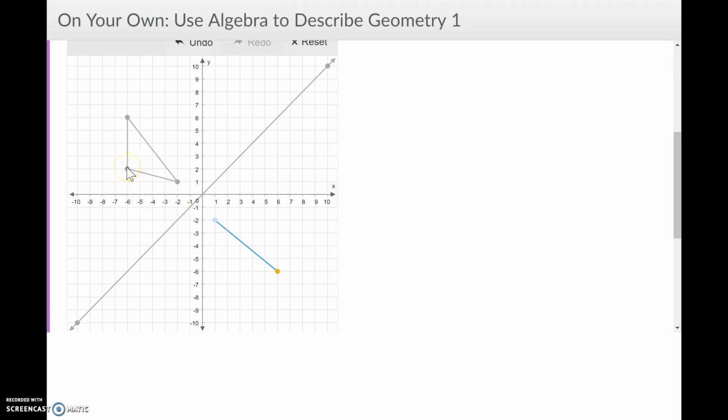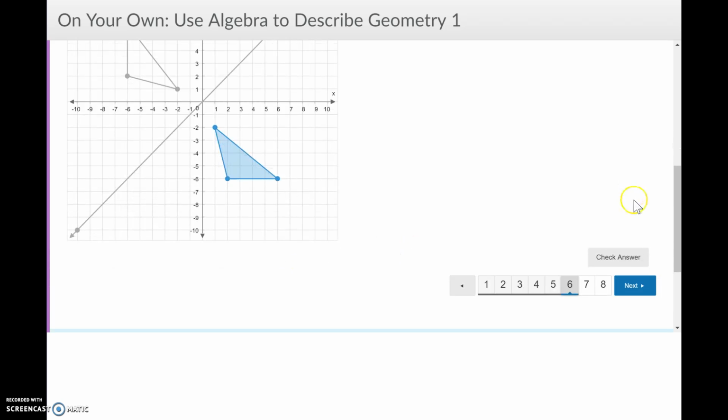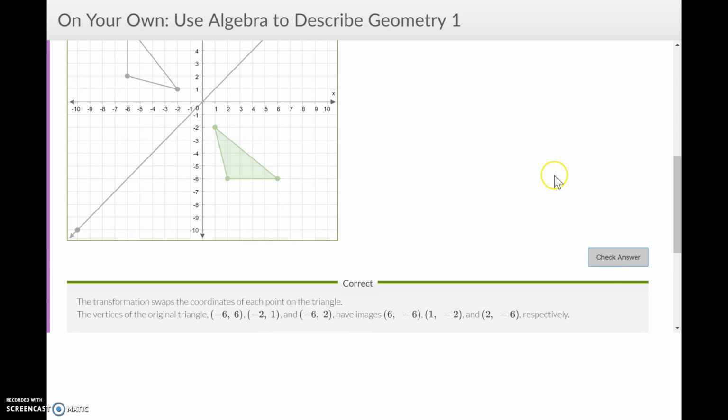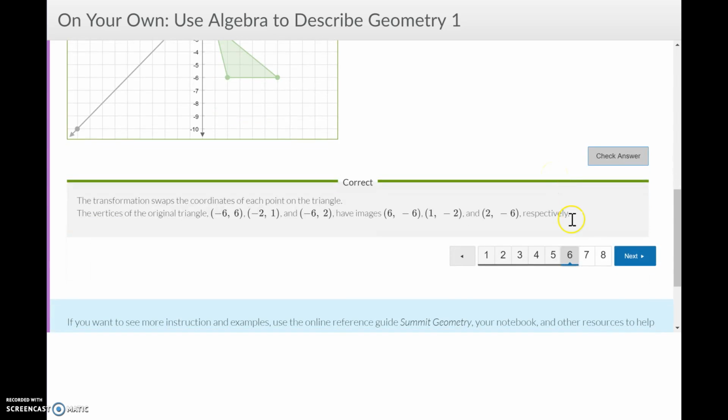This last one, the coordinate is negative 6, 2. So the new coordinate is going to be 2, negative 6. Click the last one, and now we can check our work. And we did what we needed to do.